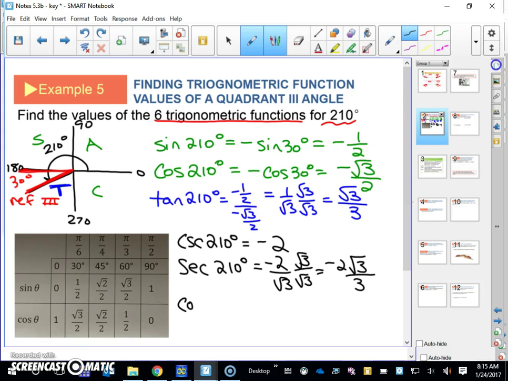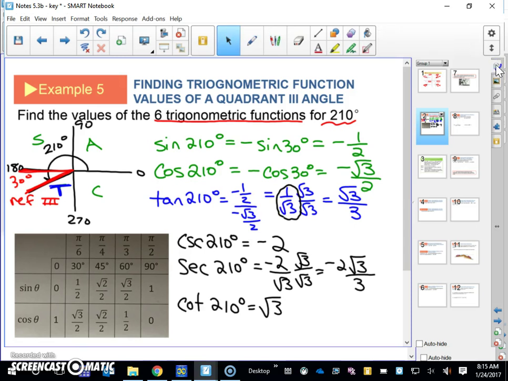And cotangent 210 degrees is the reciprocal of our tangent 210. I'm kind of looking right here though. That's the easiest place for me to take the reciprocal. Much easier to take the reciprocal of that than of that. So reciprocal of 1 over square root of 3 is the square root of 3. There I have my 6 trig function values for 210.